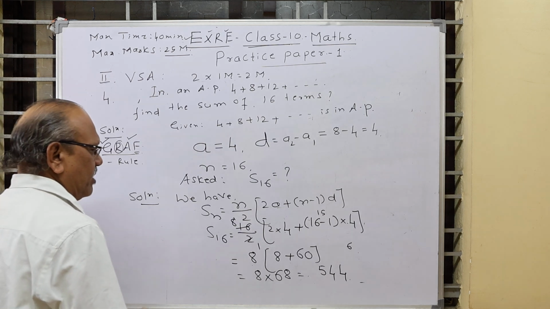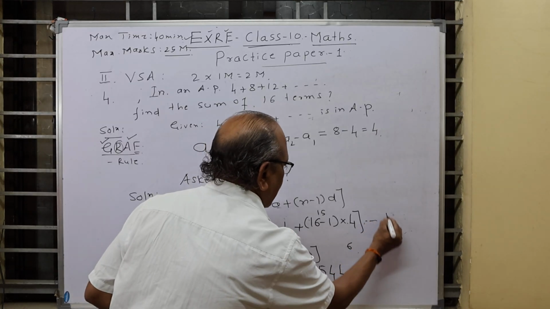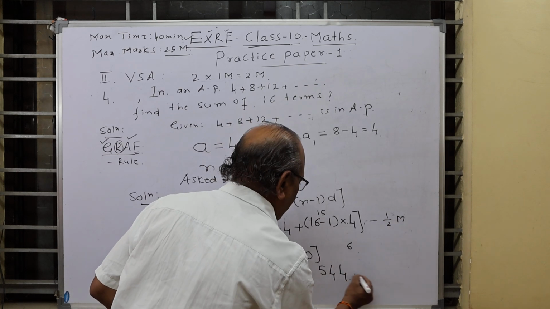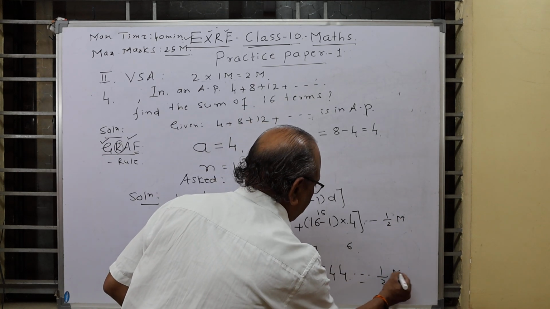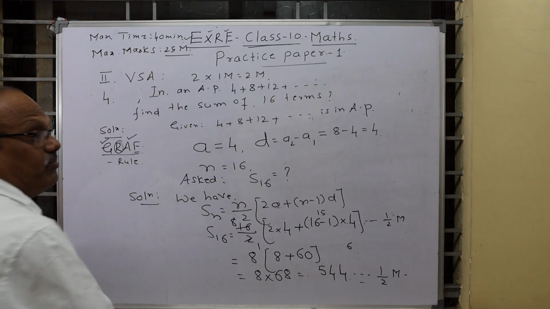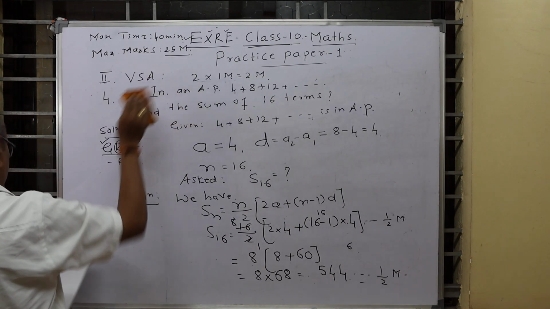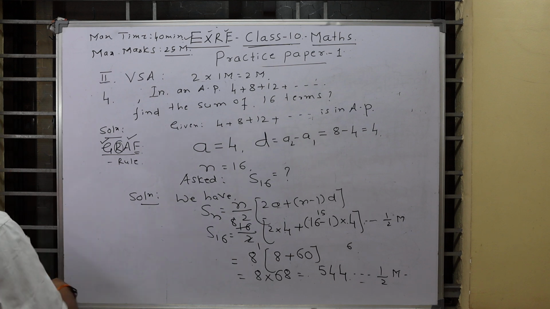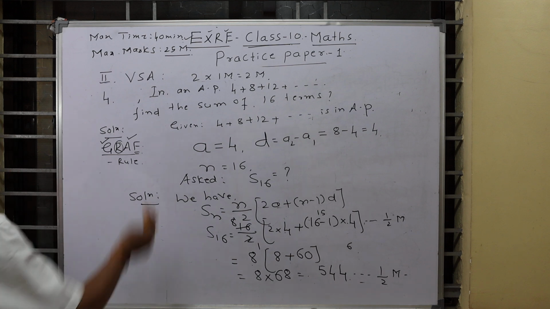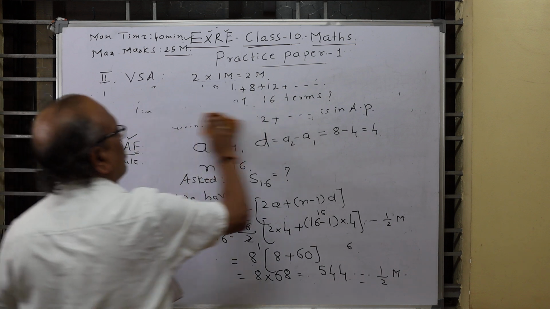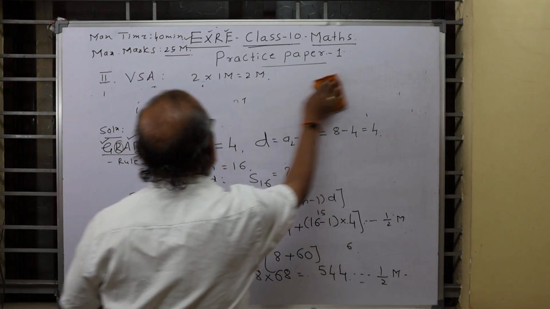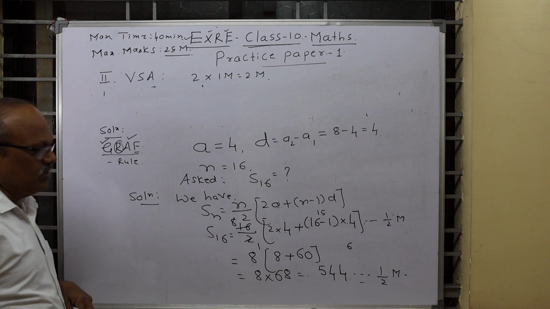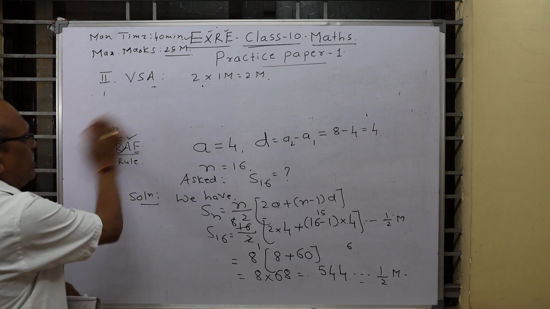For this you will get 1 mark: for substitution and all that, you will get a half mark. The remaining half mark will be given for writing the final step correctly. That is the first problem on VSA. You have two problems here. The second problem I have also taken from AP, arithmetic progression only. Note down the solution. Shall we move on to the next one?